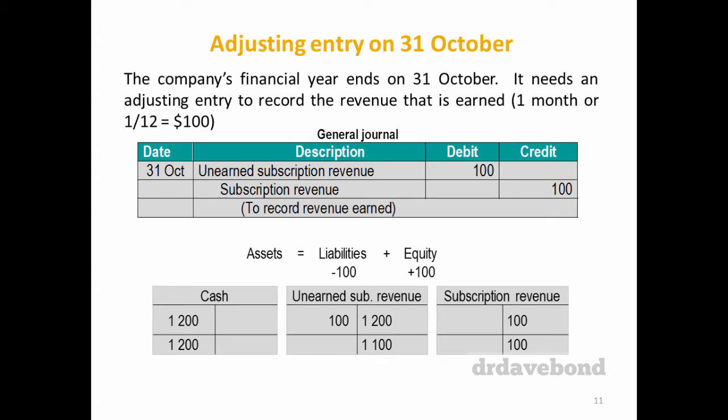Cash has already been debited. Unearned subscription revenue gets debited. Subscription revenue gets credited. Okay, so that's ticking off the first one.